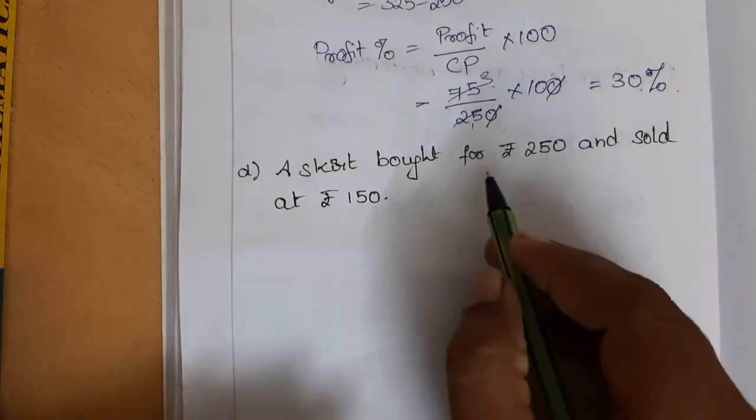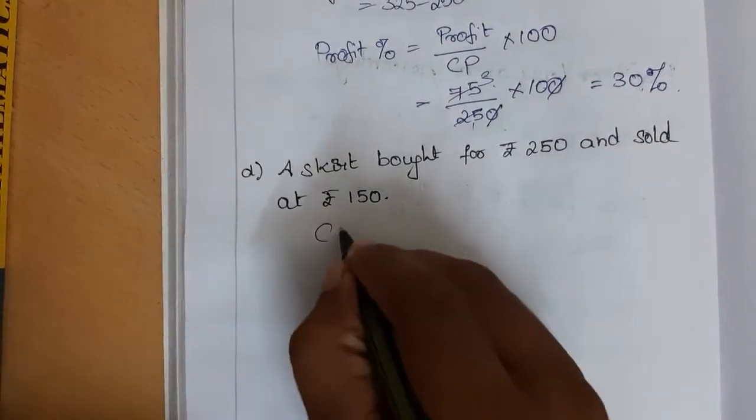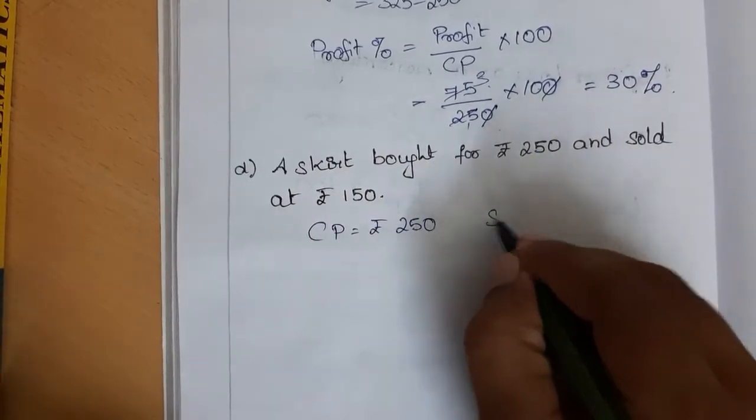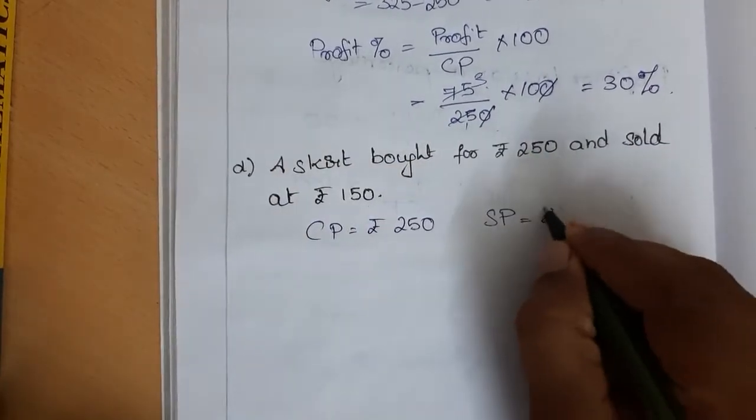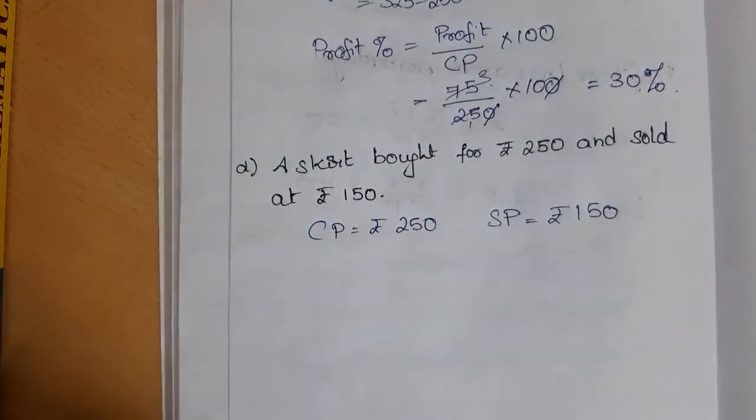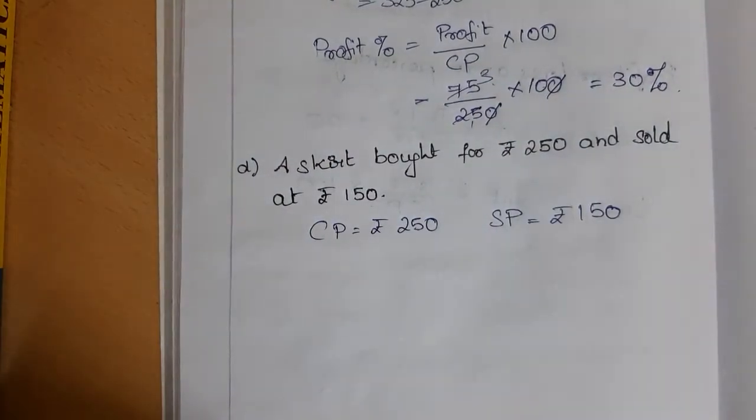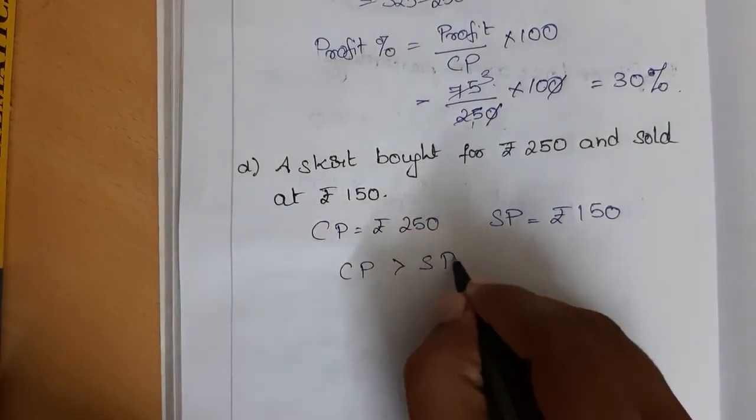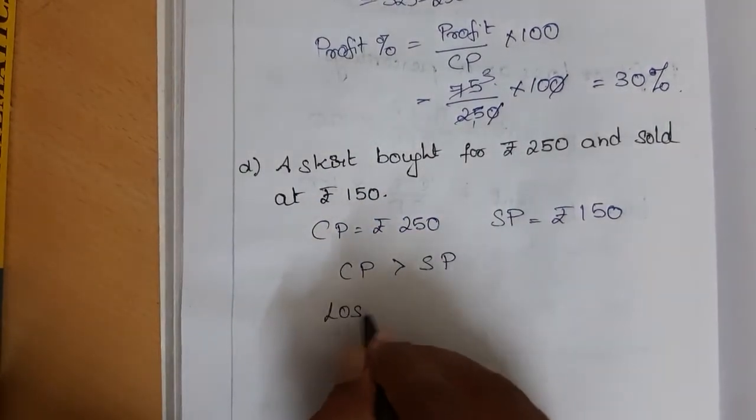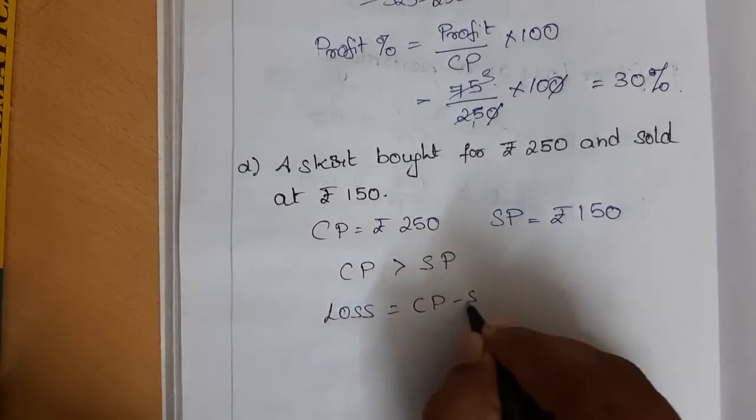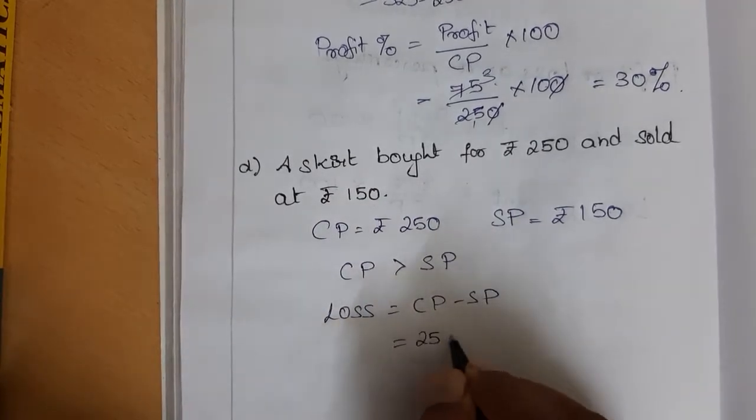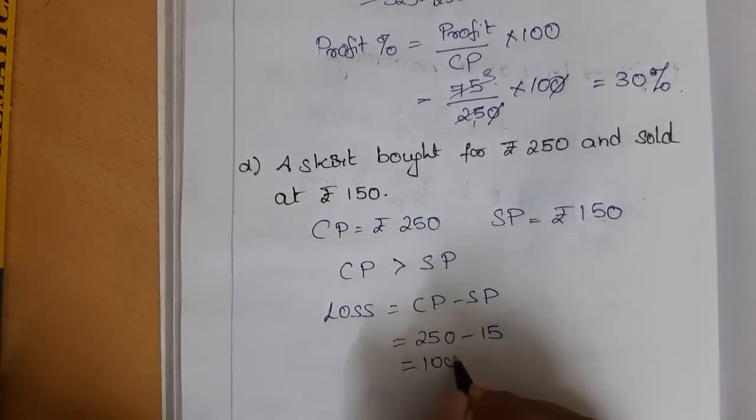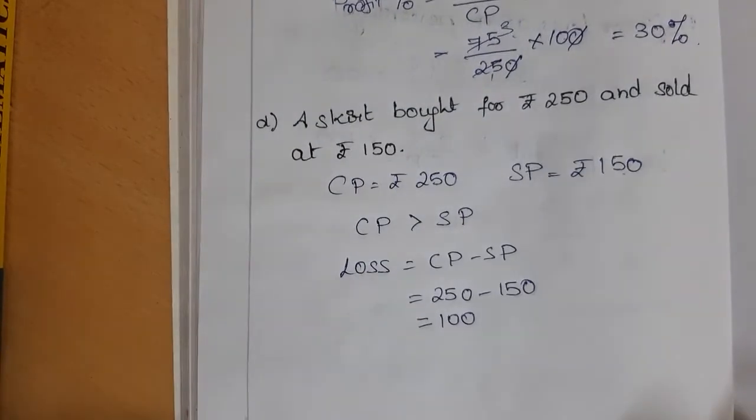A skirt bought for rupees 250. So cost price is rupees 250, and it is sold, so selling price is rupees 150. We have to find first whether it is profit or loss. Can you say whether it's profit or loss? Cost price is greater than selling price, so it is a loss. Loss is equal to cost price minus selling price. Cost price is 250 and selling price is 150. So loss is rupees 100.